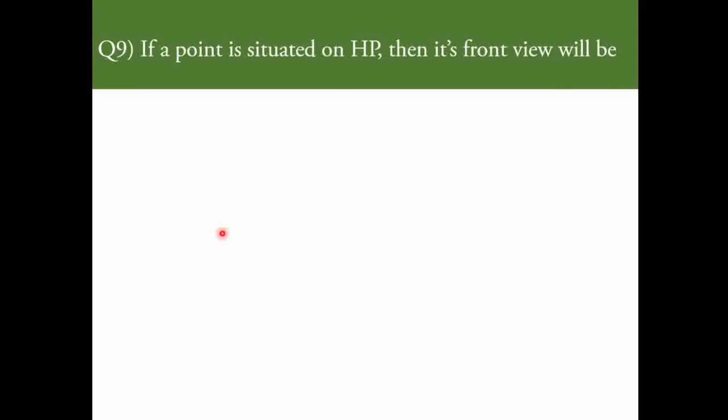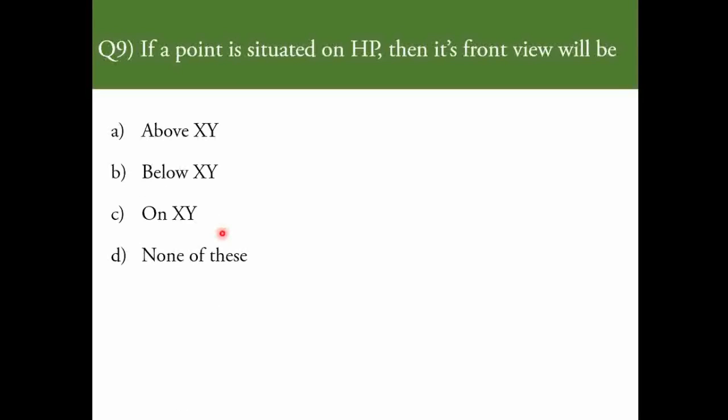Okay, now the next question: if a point is situated on HP, then its front view will be... just have a look at the options. The first option, the front view will be above the XY line. Second option is below the XY line, third option is front view will be on the XY line, and fourth option is none of these.